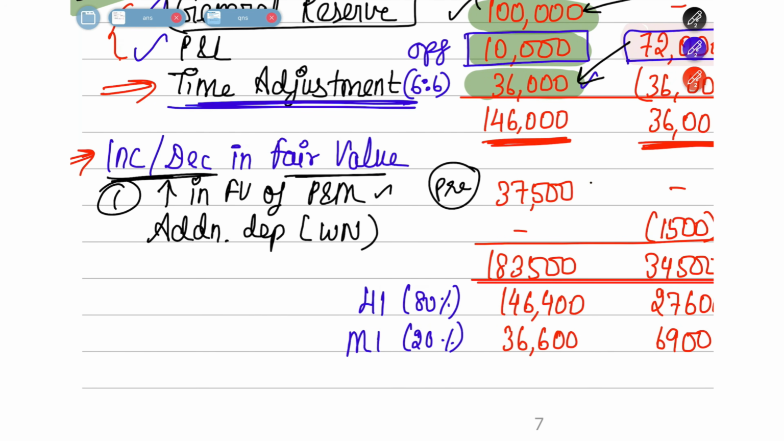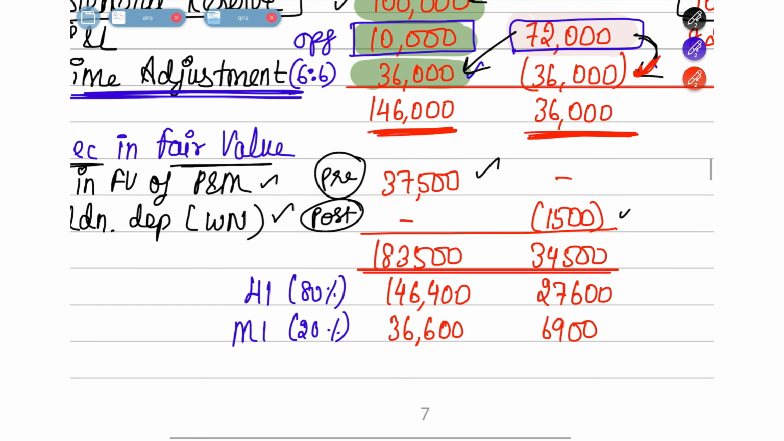So there is a revaluation gain of 37,500, and second there is an additional depreciation that you have to charge, and this additional depreciation you charge for the post period only. So whenever there is additional depreciation, that adjustment will go to the post period only. Depreciation is an expense, so you reduce it from your reserves. So it is a 1,500. Expense usually reduces your profit, so here you are deducting the amount.